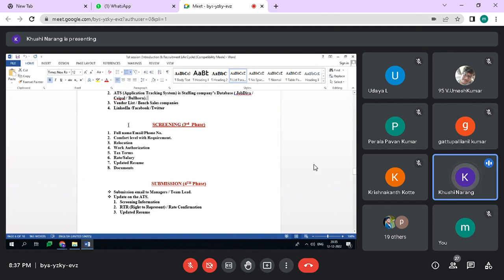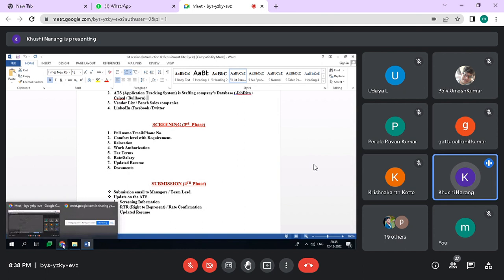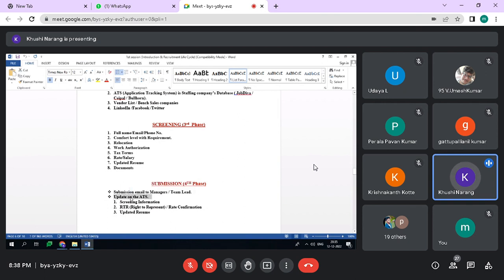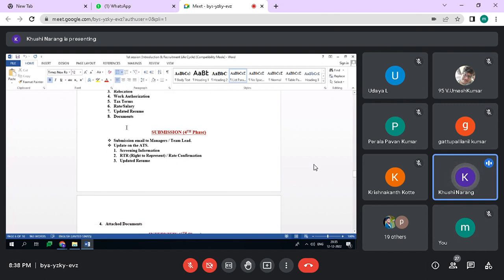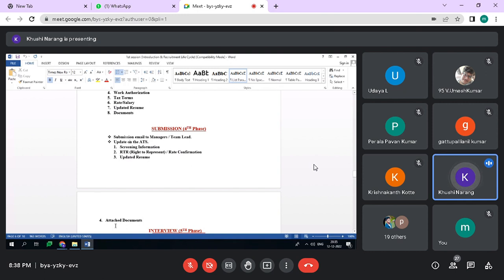I've just told you before that the ATS works as a tracking system, and the other people working in the organization will get an idea, right? So you need to update on the ATS as well. And in the email as well as in the update on the ATS, you need to attach three or four things. First is the screening information, though it depends on the client what other things they want to ask. Second is their updated resume. Third is the documents required from the client end. And fourth, which is a mandatory thing, is the RTR, that is, right to represent or rate confirmation.